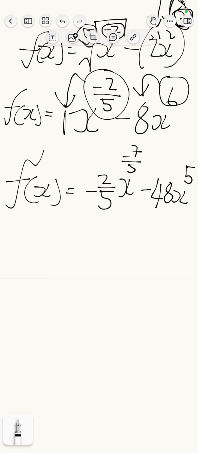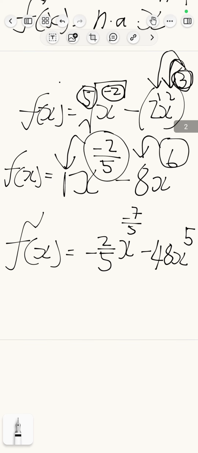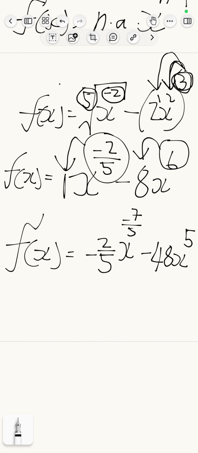Okay, right. So what did we do? The first thing we did was we changed from root form to exponential form. And on the second term, we got rid of the brackets, with the exponent outside multiplying with all exponents inside. And then we were ready to use our rule. What was the rule? Exponent times coefficient, minus 1 from the exponent. And then we were done.